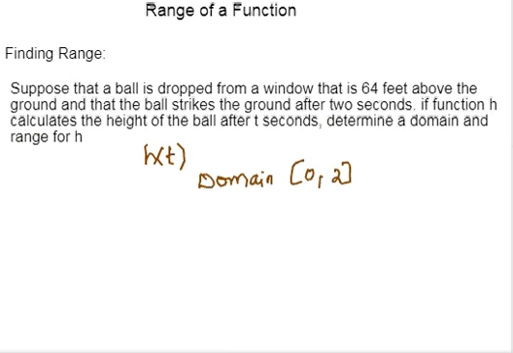Now coming to the range. The range is nothing but all the possible output values of h. H is height here. The ball goes from 64 feet to the ground or 0 feet. Am I right? Ground level is 0. So the range here is [0, 64]. Hope you're clear with this example.